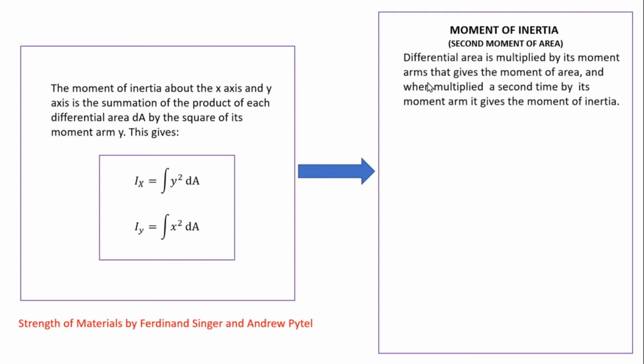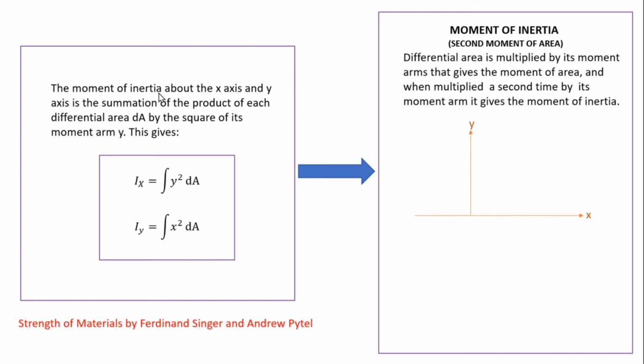So, babasahin ko lang po. A differential area is multiplied by its moment arm that gives the moment of area, and when multiplied a second time by its moment arm, it gives the moment of inertia. Kaya po tinawag din siyang second moment of area.